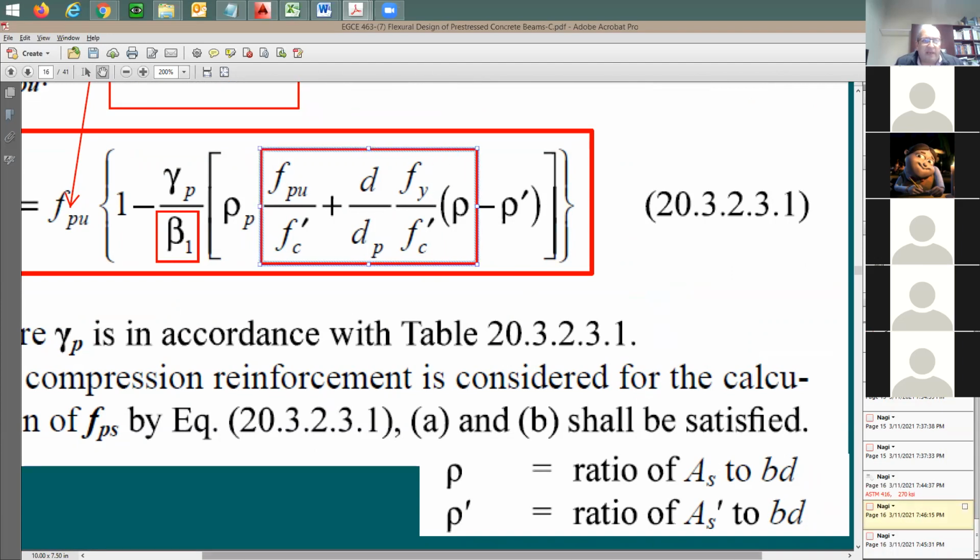I know the definition of rho. I can figure this out. How about rho prime? I'm going to say it's for the compression steel. If you have any compression steel, then all of this section is now covered. I know all of that.